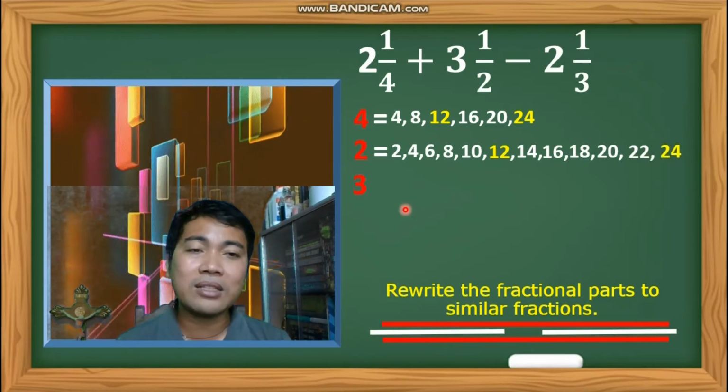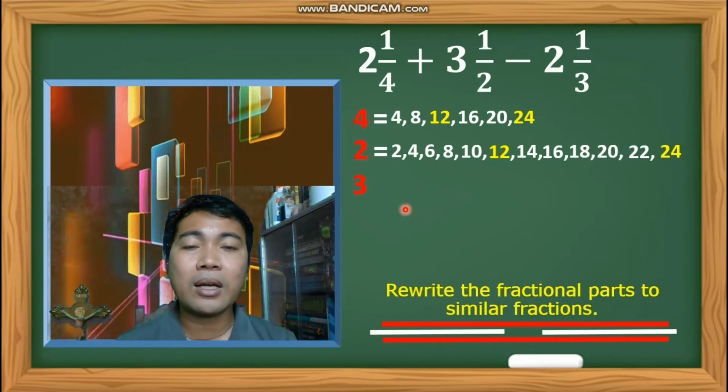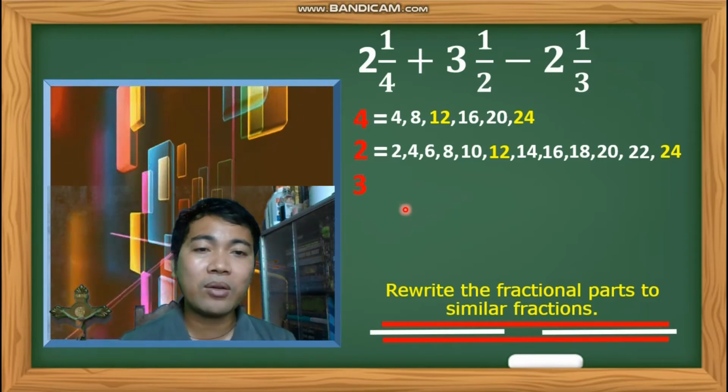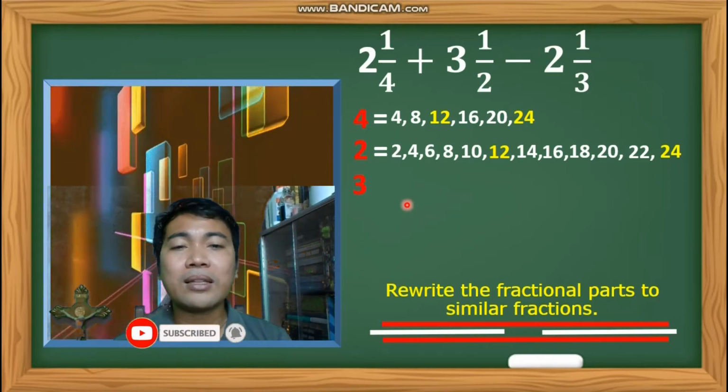So, bakit nakaabot na sa 12? Gusto kong makuha ang dalawang multiple, ang common multiples na denominators na ito. So, nakita natin mayroon ng 12 at saka 24. So, let's check doon sa 3 kung may makuha din tayo.